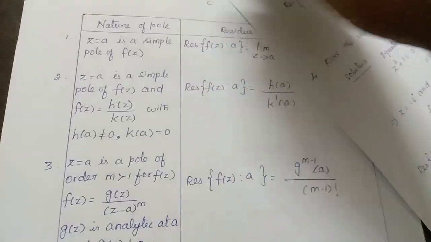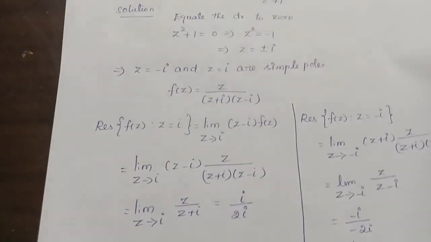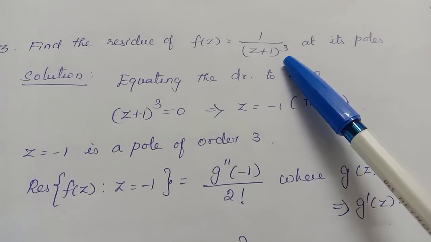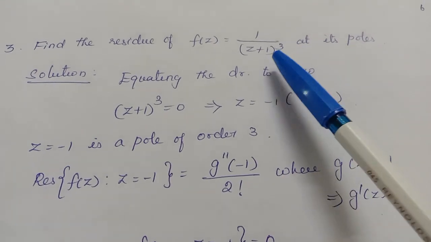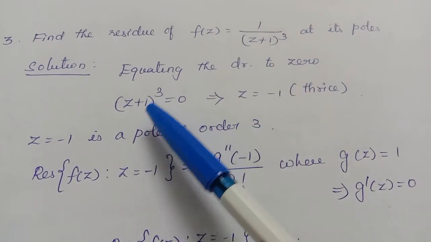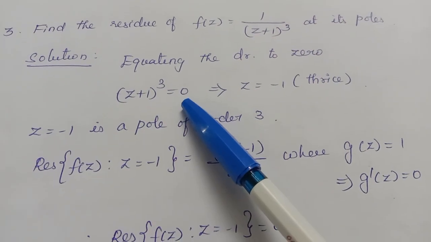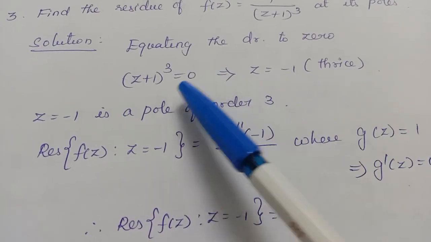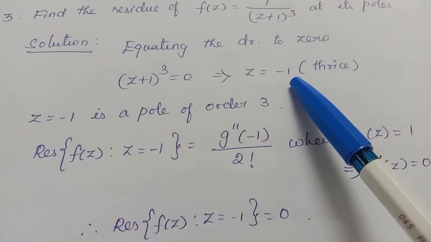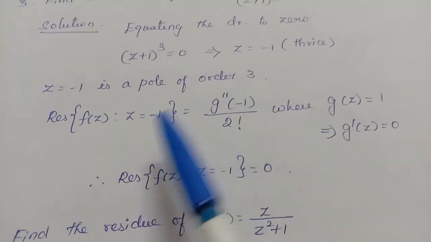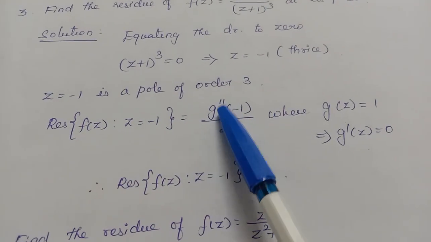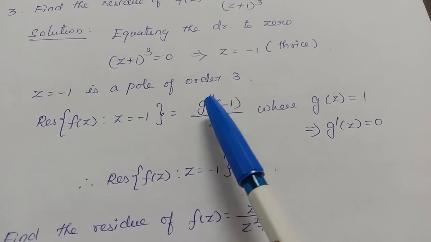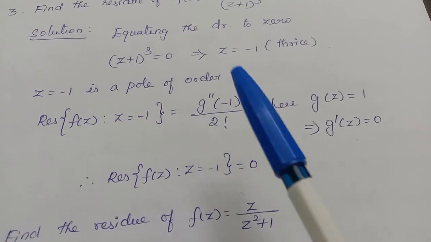Okay, then next problem, find the residue of f of z equal to 1 by z plus 1 the whole cube at its poles. Equate the denominator to 0. What do you get? z plus 1 the whole cube equal to 0. That means z equal to minus 1 is a pole of order 3, because it is cubic power. So for a pole of order 3, what is the formula for residue? g double dash of minus 1 by 2 factorial. Since it is of order 3, here you have to write up to the second derivative.